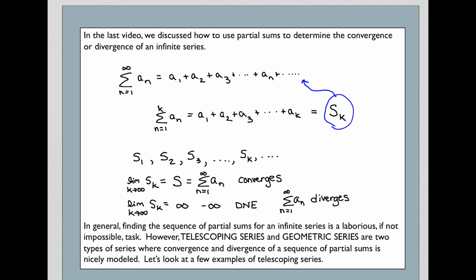So partial sums are really helpful in determining convergence or divergence. In general, finding the sequence of partial sums for an infinite series is not always an easy task. In fact, it's rather laborious, if not impossible. However, there are two specific types of series, the telescoping series and geometric series, where the convergence and divergence of a sequence of partial sums associated to those series can be nicely modeled. So we're going to now take a look at some examples of telescoping series.